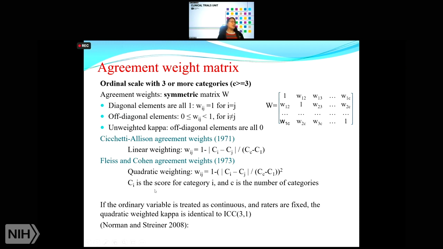There are two commonly used forms of weighting. One is the linear weighting, which uses this formula. The other is quadratic weighting, and the weight is calculated using this formula. When the ordinal variable is treated as continuous and the readers are fixed, the quadratic weighted kappa is identical to ICC31.